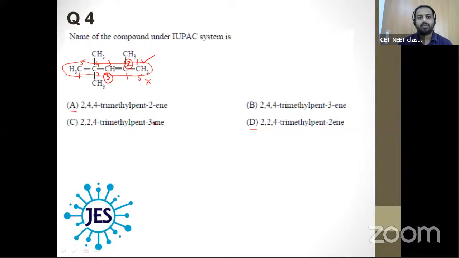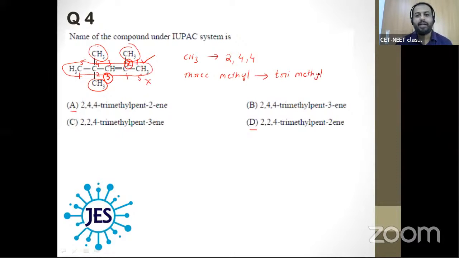Okay, now look at this. What are the substituents present? Methyl groups 1, 2, 3. 3 methyl substituents are present. Look at their positions. Methyl substituents would be present in position number 2, position number 4, and one more in the same position, 4. And since there are 3 methyl groups, you have to use the prefix tri. 3 methyl groups. You'll have to use the Greek prefix trimethyl.